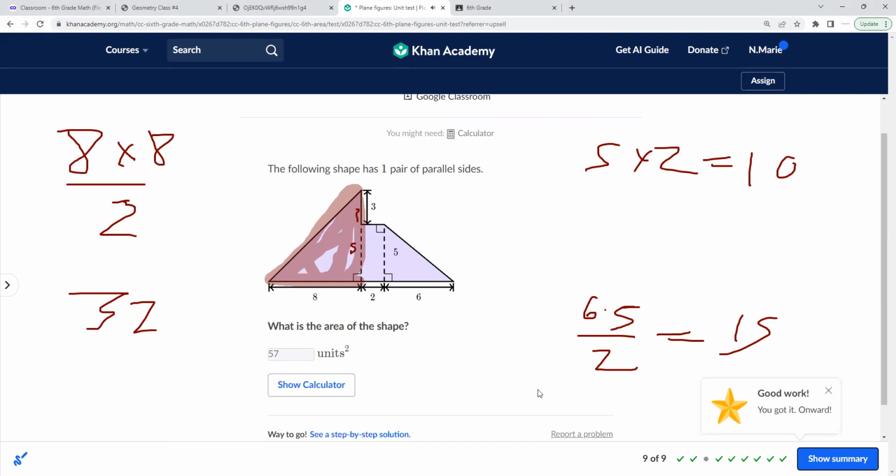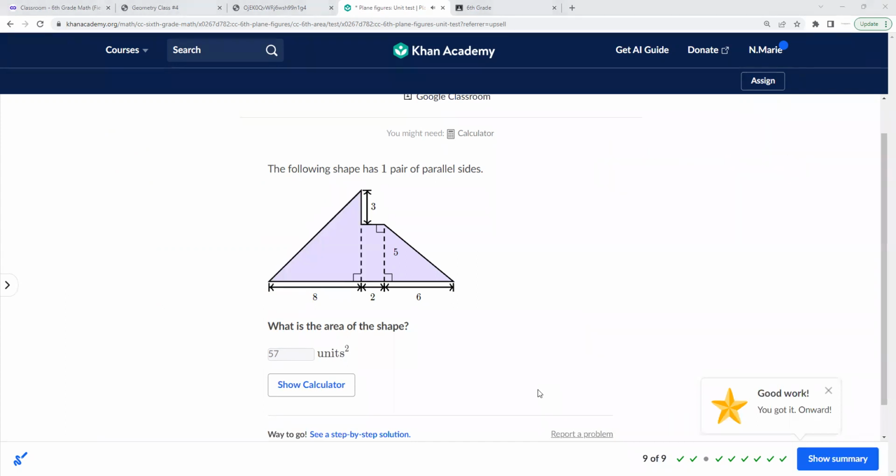So you can see this is a pretty easy unit if you know the formulas and you're able to identify the base and the height. So let me know if you have any questions. Good luck.